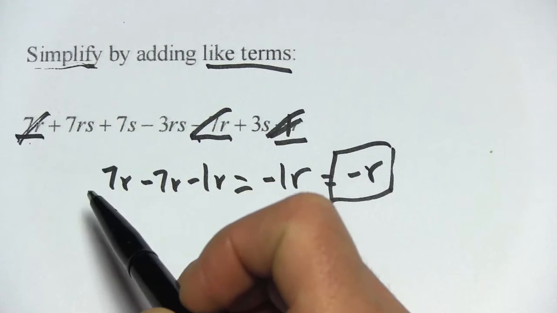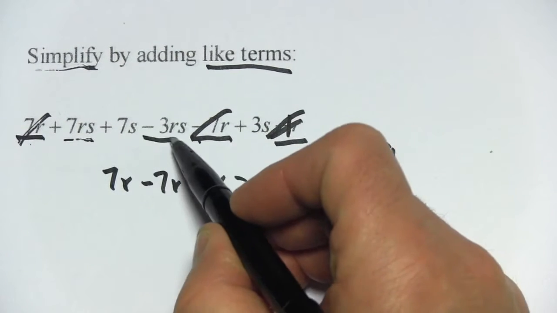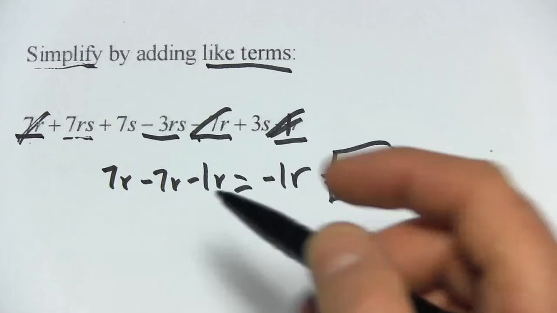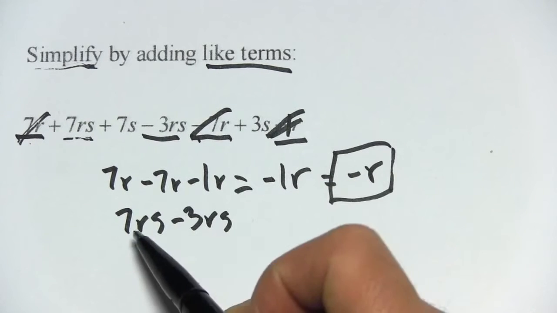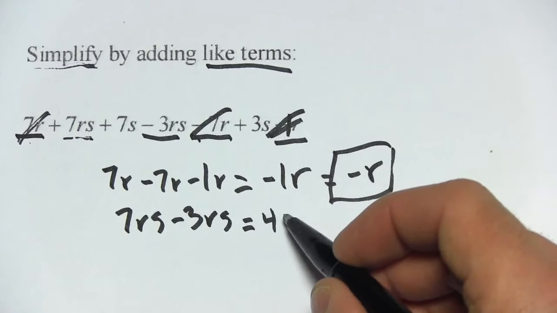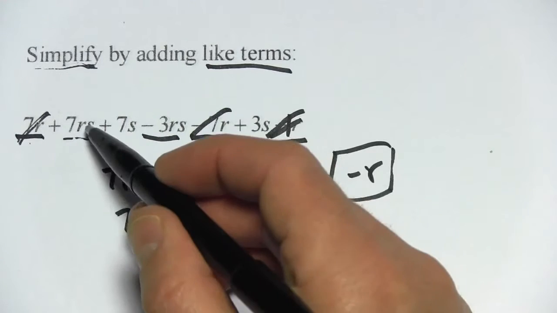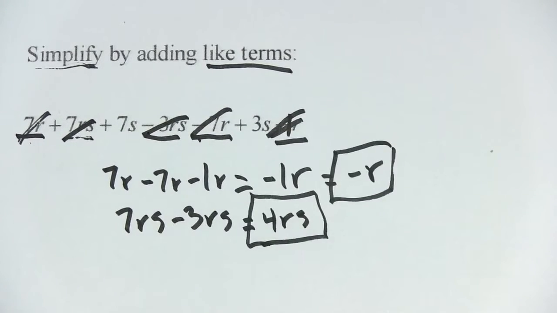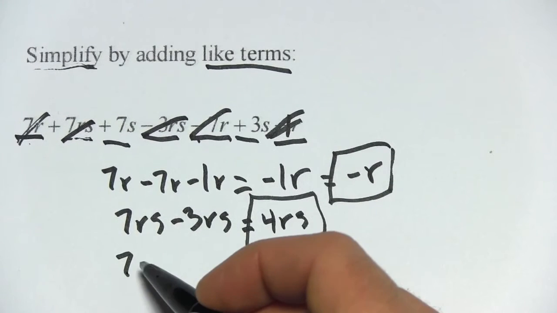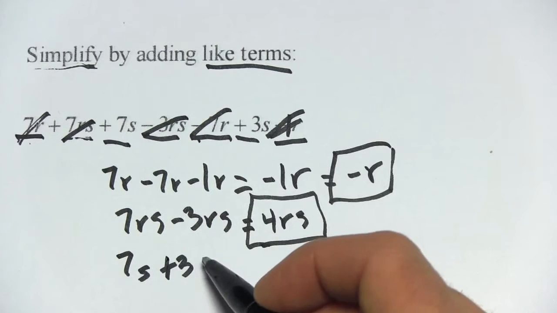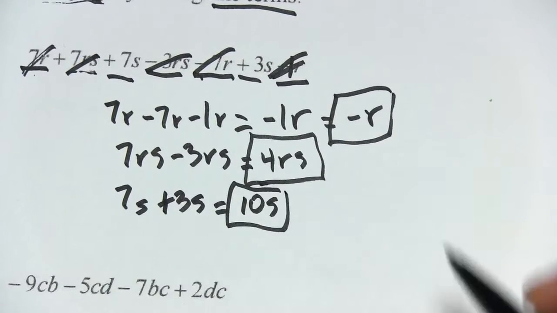Our next term is rs. And so let's look for all of the rs terms. There's 7rs. Here's a negative 3rs. And I think that's it. So think of this one as 7rs minus 3rs. 7 minus 3 would be 4. So this gives us 4rs. And that's going to be part of our answer. So let's cross out those. And what's left is a 7s and a 3s. They're both positive, so 7s plus 3s. That would be 10s. So these are the 3 chunks of our answer.